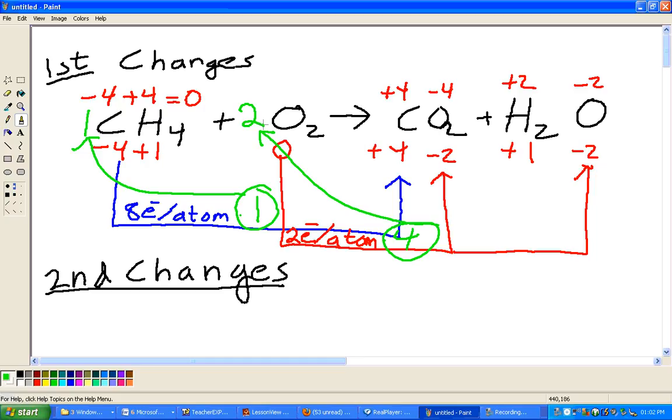So if I sort out the rest, I've got 1 carbon here. I would have to have a 1 carbon here. I've got to have a total of 4 oxygens. I've used up 2 of them here. So I would have to write 2 here so that I can see that it is balanced with the charges. That's how you do it.